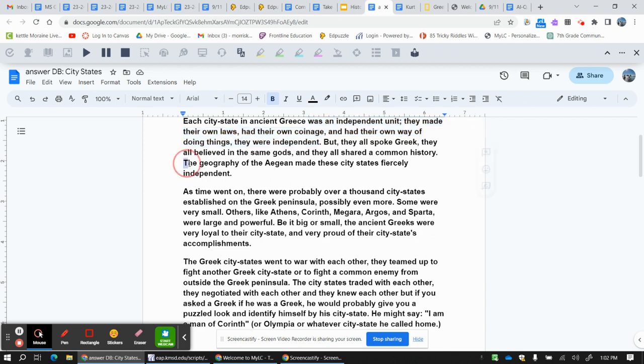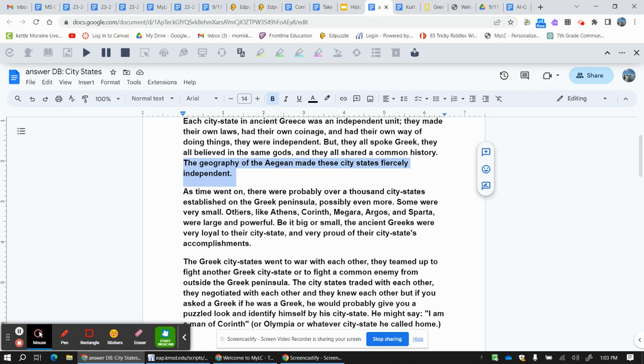Why? Well, here's the why. The geography of the Aegean, that's Greece, made these cities fiercely independent. That's why they were so independent. So I have my who, my what, my where, my when, my why, but now I need the how. We have to figure out what the how is.